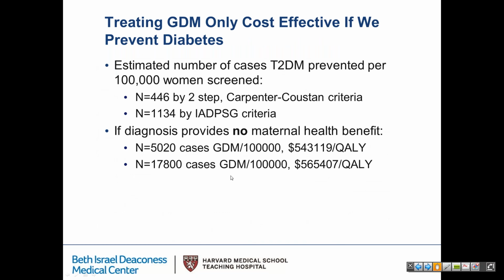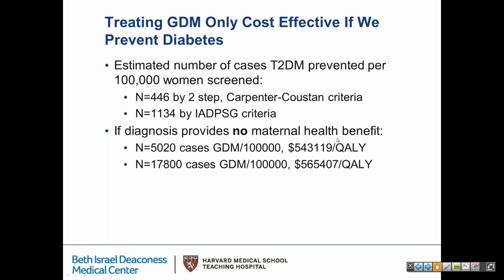I mentioned this earlier, but again, these are data from that cost effectiveness analysis: treating gestational diabetes is only cost effective if we prevent diabetes. If you do the two-step Carpenter-Coustan criteria, you prevent just over 400 women from getting type 2 diabetes per 100,000 women that you screen. If you use the IADPSG criteria, you identify many more patients, so you prevent more cases of type 2 diabetes.